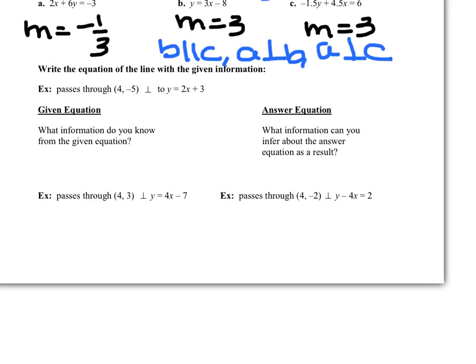So again, I'll try colors. I want to write the equation of the blue line, which is passing through the point (4, -5). So I have an x and a y. If I had a slope, I would be able to find b. So as long as I can find a slope in some way, I'm going to be good to go.